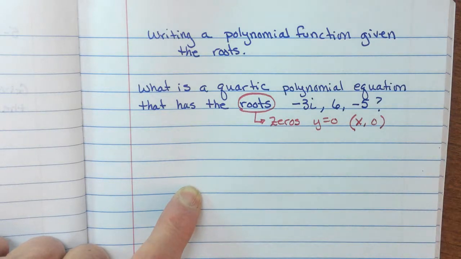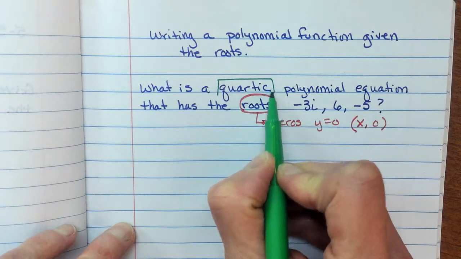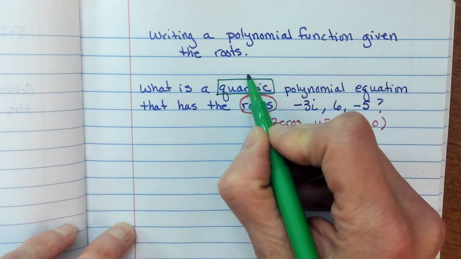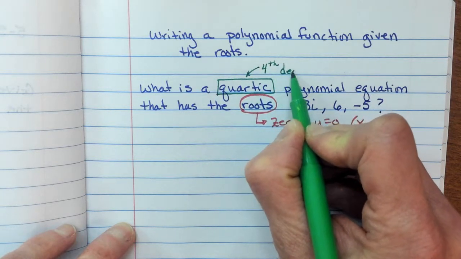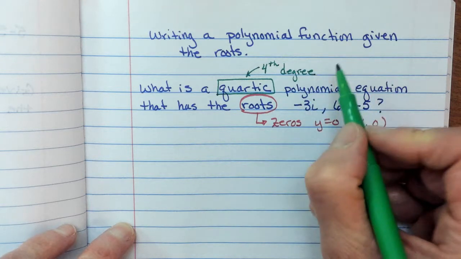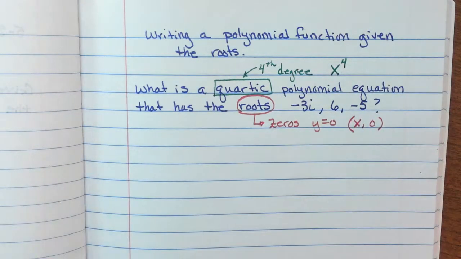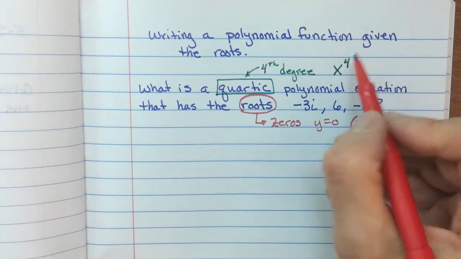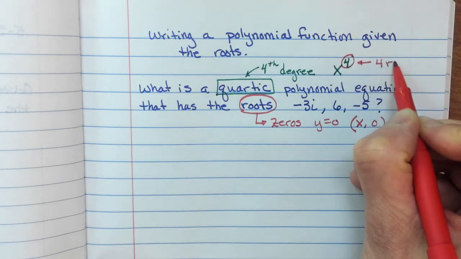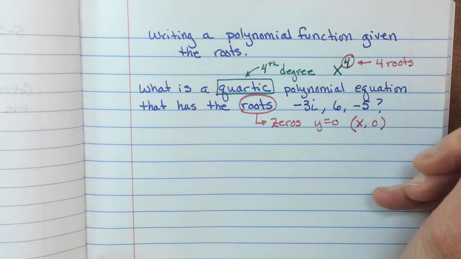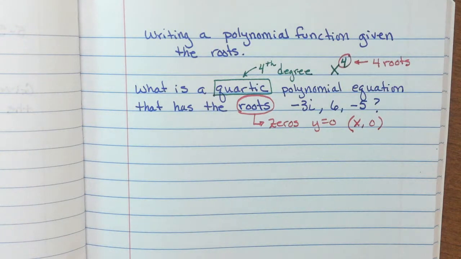The other word that we need to recognize is this word quartic. A quartic means that we have a fourth degree polynomial, which means it's going to be something x to the fourth. So that means that we should have a total of 4 roots. They've only given us 3, but that's really not a problem.